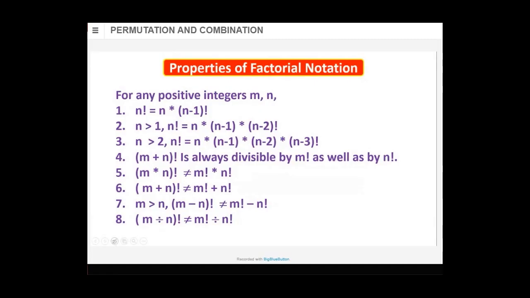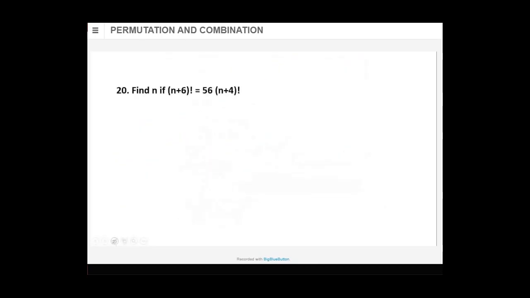Take a screenshot. Now we'll start with the sums. Now formula will come. Find n if n plus 6 factorial is equal to 56 into n plus 4 factorial. क्या ढूंढना है आपको? n ढूंढना है। मैं करता हूँ पहली बार, नेक्स्ट टाइम आएगा तो आपको करना है। देखो कैसे कर रहा हूँ. This is given. What is given in the question I am writing: n plus 6 factorial is equal to 56 into n plus 4 factorial.